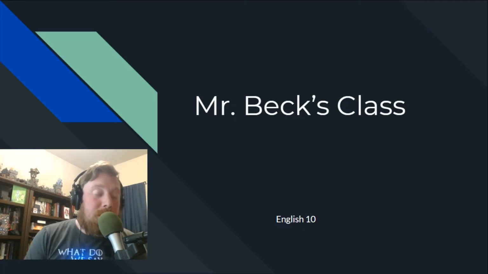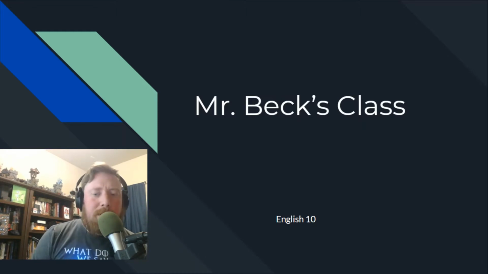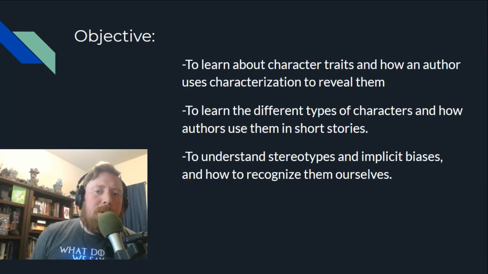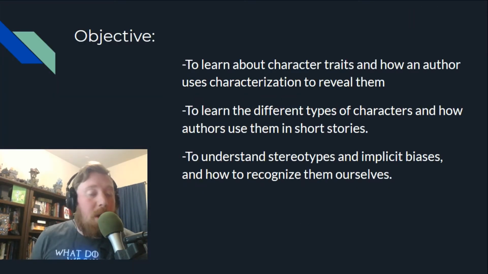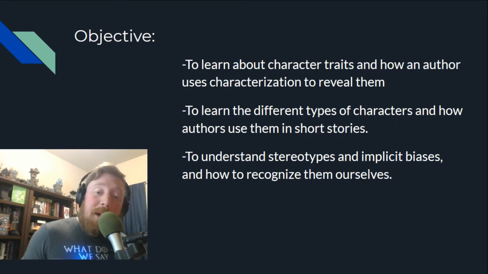Today we're going to be going over Unit 1, Lesson number 9, over character traits and a few types of characters, okay? So we're going to learn about character traits and how an author uses characterization to reveal them. We're going to learn the different types of characters and how authors use them in short stories, and we're going to understand stereotypes and implicit biases and how to recognize them within ourselves.